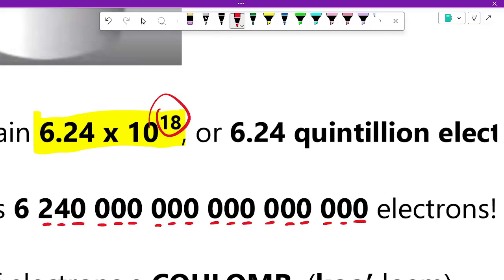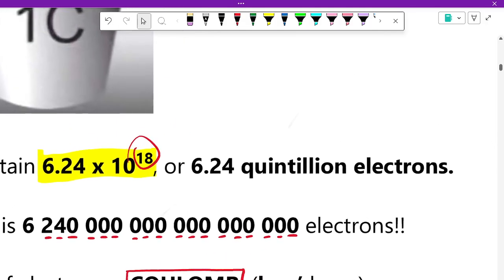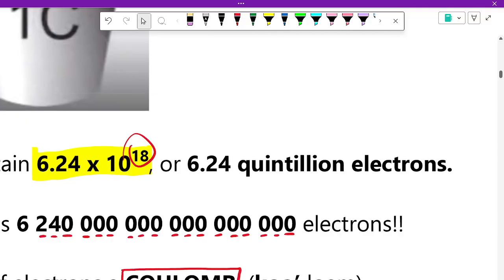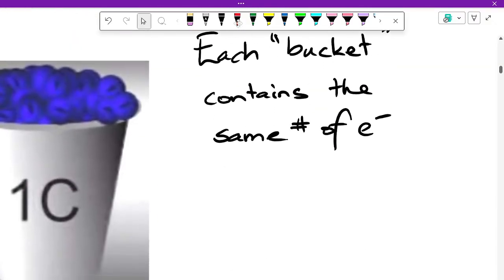There is a real name for this number of electrons, and that is called a coulomb. It's pronounced like comb at the end, you know, a C-O-M-B, a comb. And the C-O-U is cou. So it's like coulomb. So a bucket of electrons is 1 coulomb of electrons.